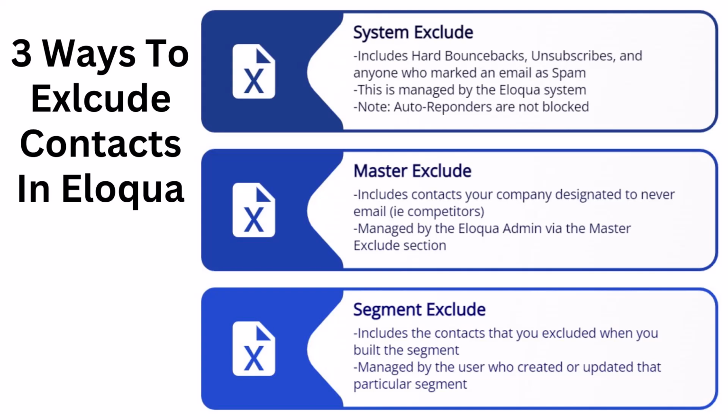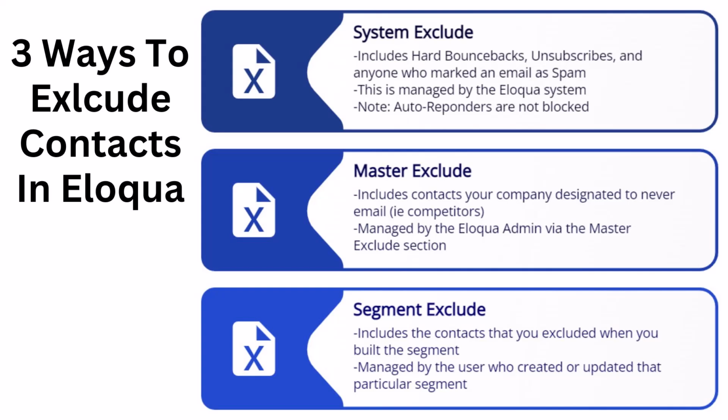Okay, now I'd like to talk about how to exclude contacts from the segment that you're building. But before we do this, I think it makes sense to first talk about the 3 ways that Eloqua excludes contacts. There's something called the system exclude. So this includes hard bounce backs, unsubscribes, and anyone who marked an email as spam. This is managed by the Eloqua system itself.